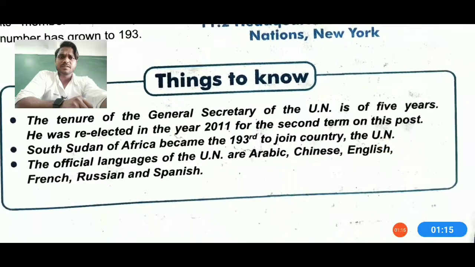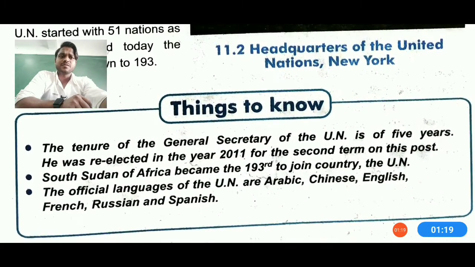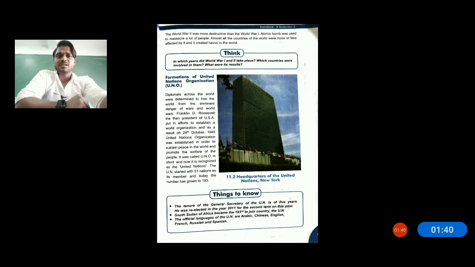Okay, so furthermore, we can say things to know. See, the tenure of the Secretary General of the UN is 5 years, and he was elected in the year 2011. South Sudan, Africa became the 193rd country to join the UN. Okay, so the official languages of the UN are Arabic, Chinese, English, French, Russian and Spanish. These are the languages which are spoken here.